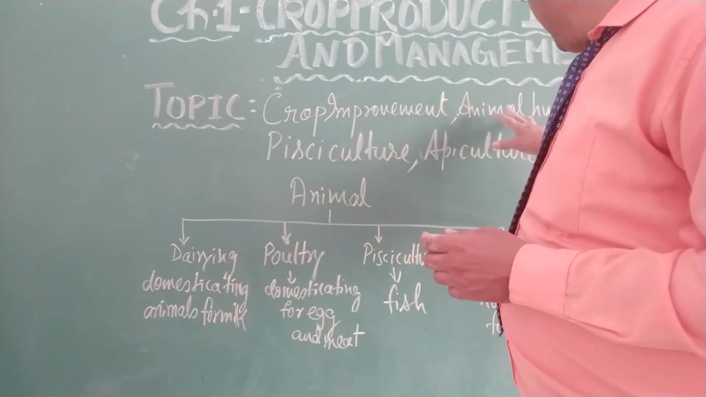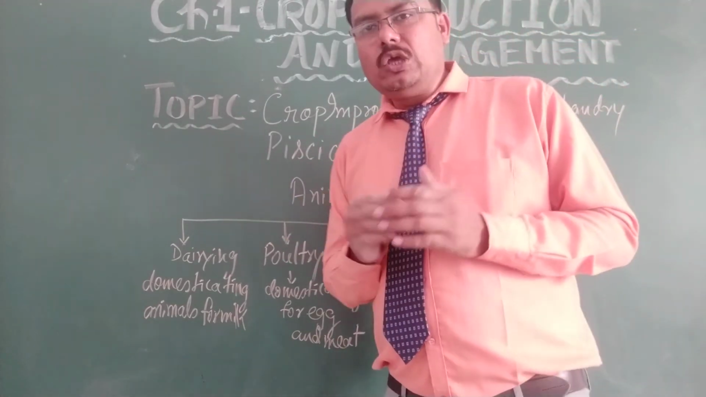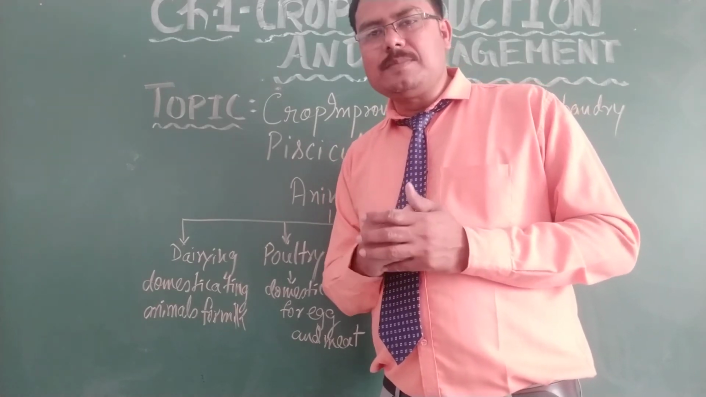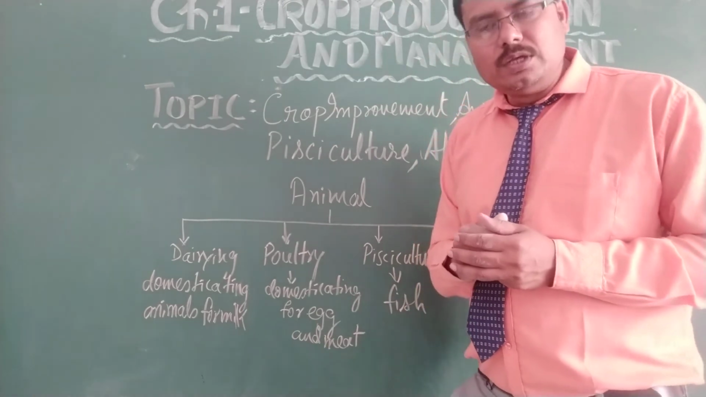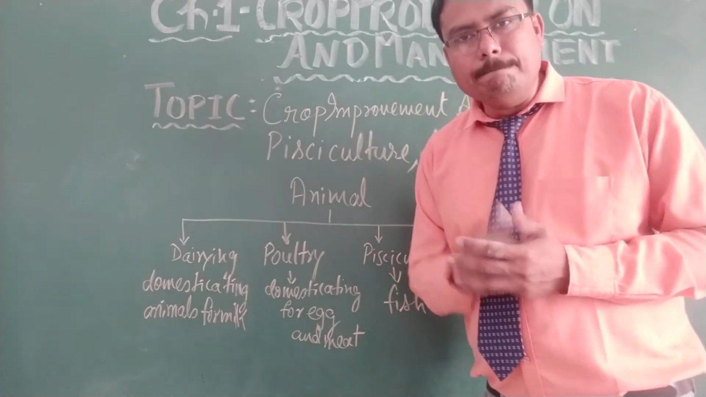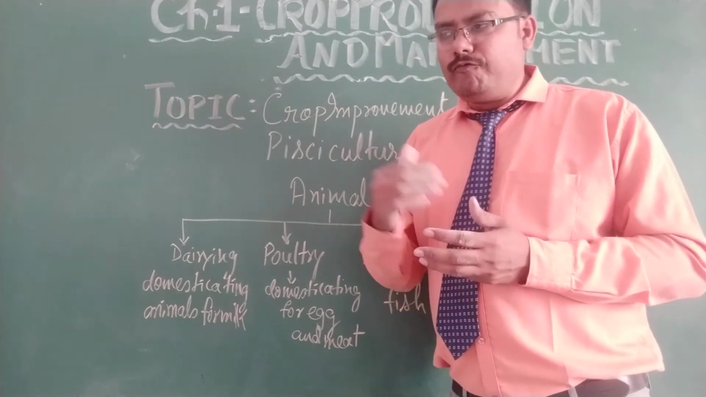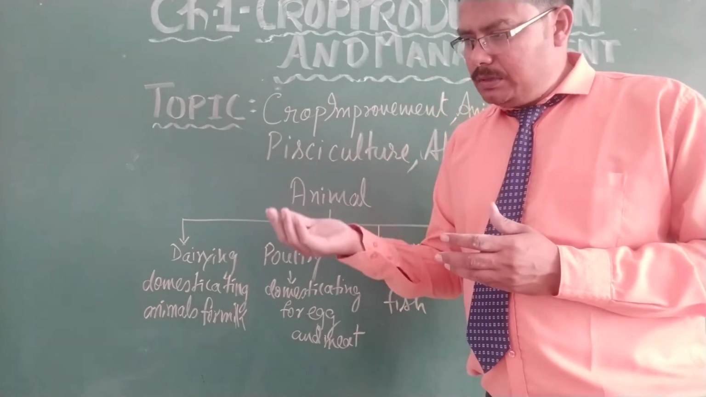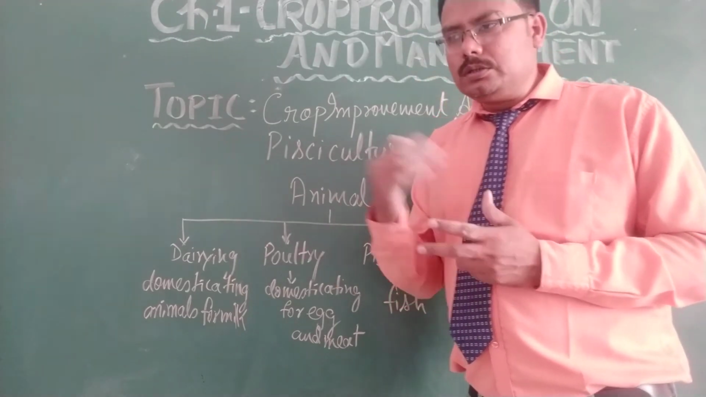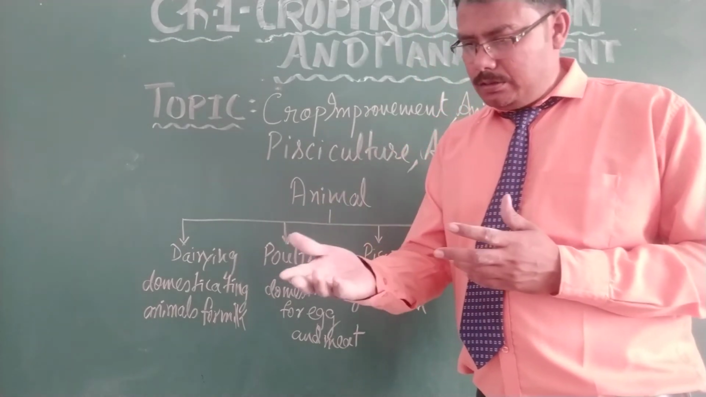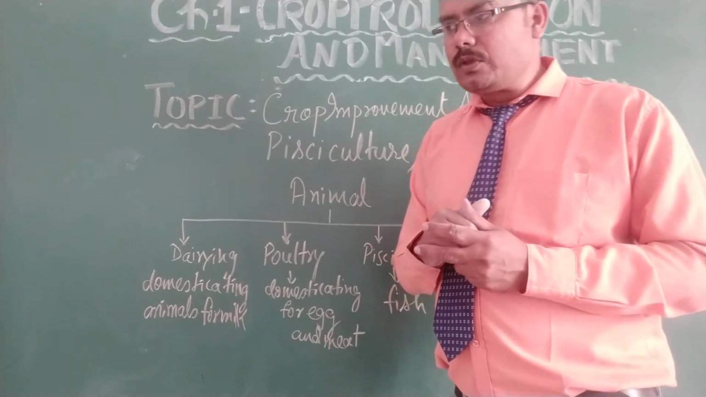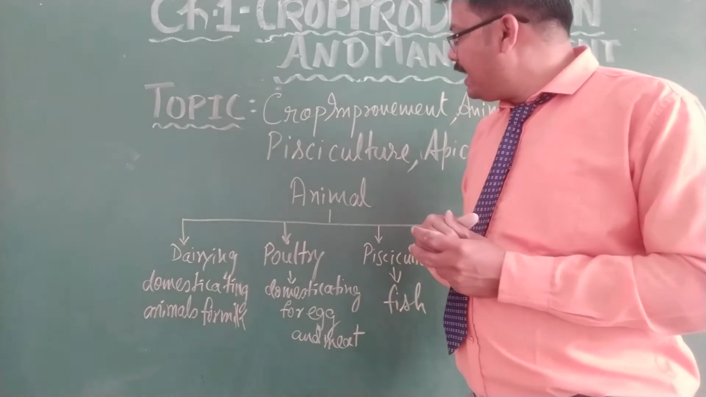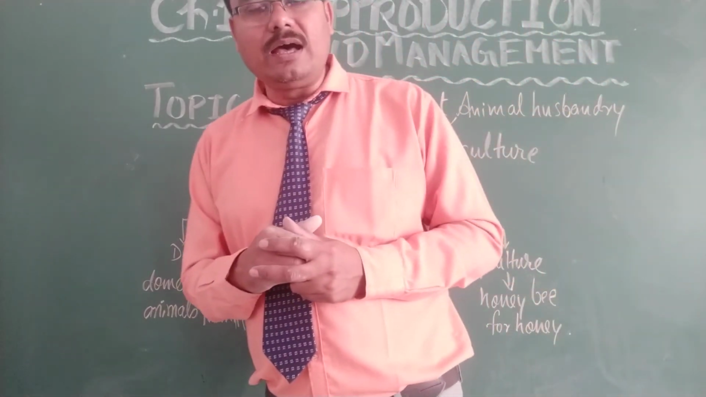Now our next topic is animal husbandry. We people not only eat plant products, but sometimes we also consume animal products. Just as a few people consume milk and milk products, a few people eat the flesh of small animals like goat, chicken, hen, and fish. So for that, there is a requirement of animal husbandry. What is animal husbandry?